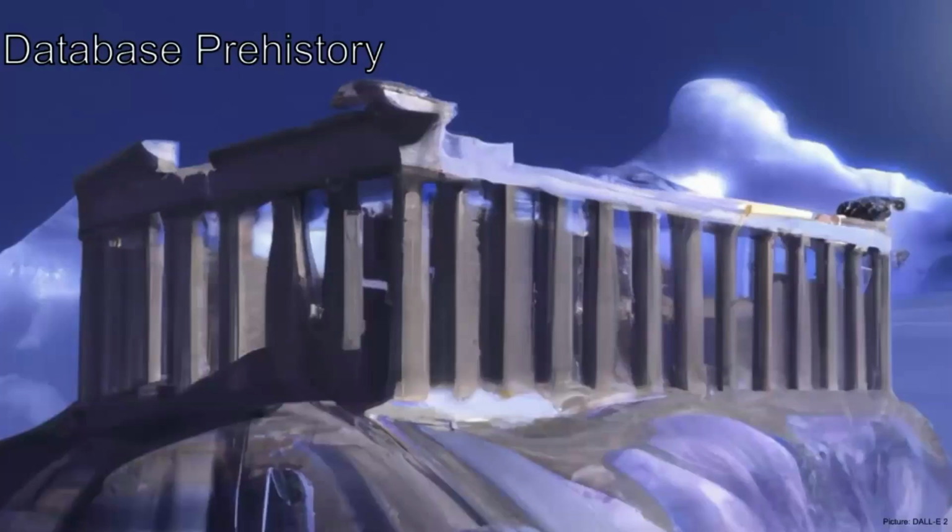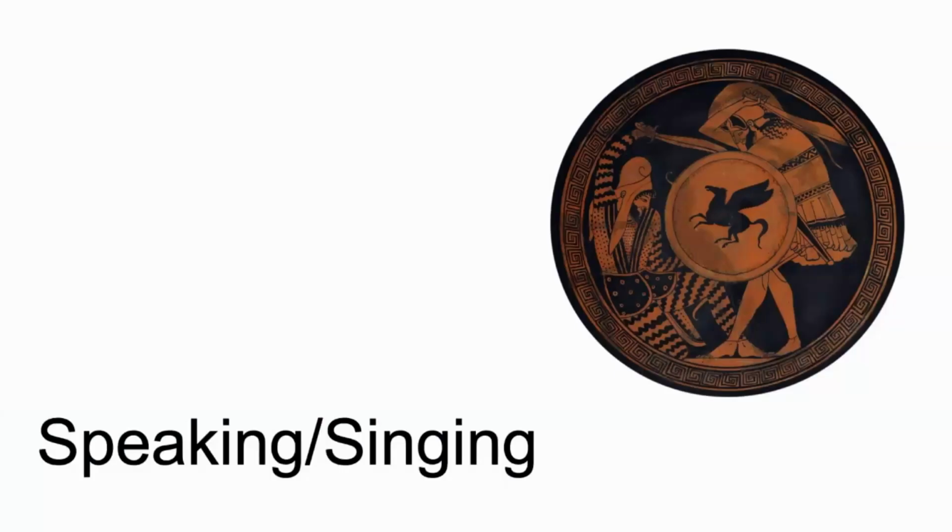You might already have seen that in the other course. I'm going to keep it quick. So what is database prehistory? Well, it's basically everything that is prior to 1970, which is actually not so far back in the past. So very, very long ago, people spoke and sang. This is how you basically communicate knowledge to the next generation.